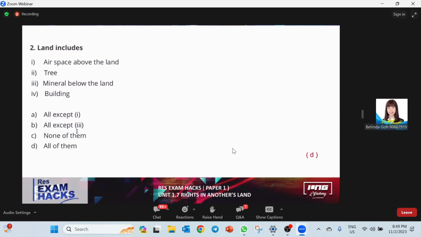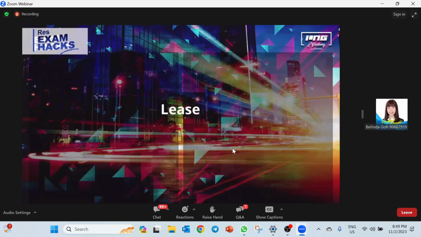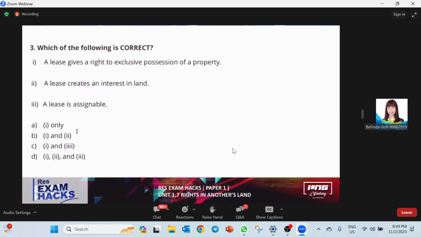Right, now we are going into lease. Just now we touched on land. Now we are going to lease. Okay, lease question three. Which of the following is correct? A lease gives a right to exclusive possession of a property. A lease creates an interest of land. A lease is assignable. Which is correct? Write down your answer. I can see some C, some D or B coming. Start to confuse already. A also come out already.